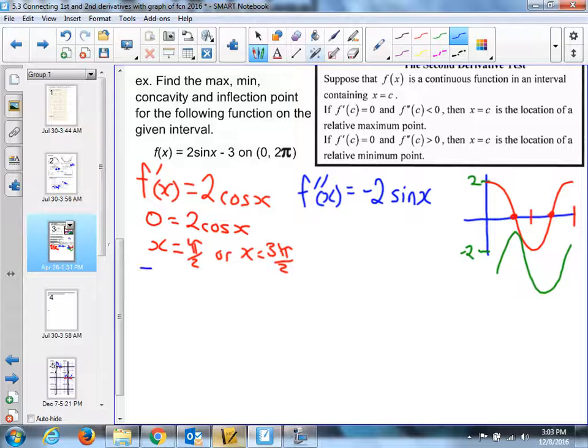So the second derivative, I'm changing the blue for that. Possible inflection point when the second derivative equals 0. Yep.